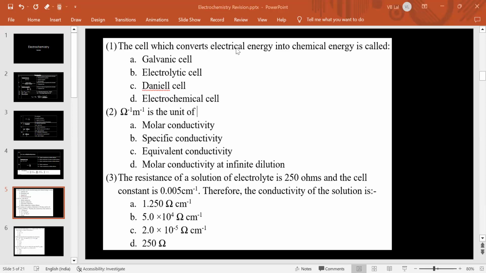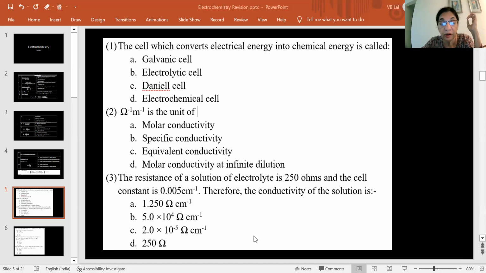First one, the cell which converts electrical energy into chemical energy is called. Who will answer this question? Cell which converts electrical energy to chemical energy. Somebody? Hariharan, what is the answer? Have you read the question? The cell which converts electrical energy to chemical energy, it is known as what cell?